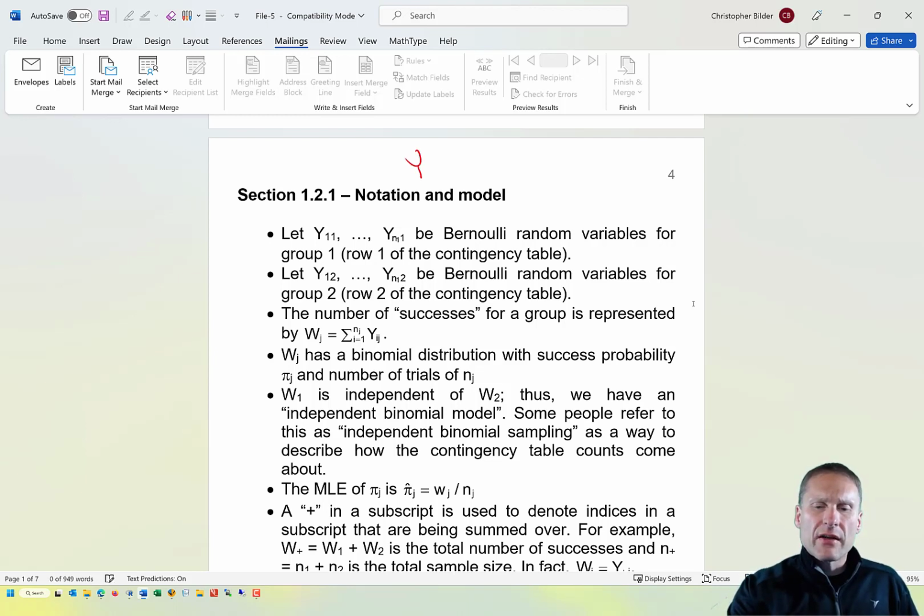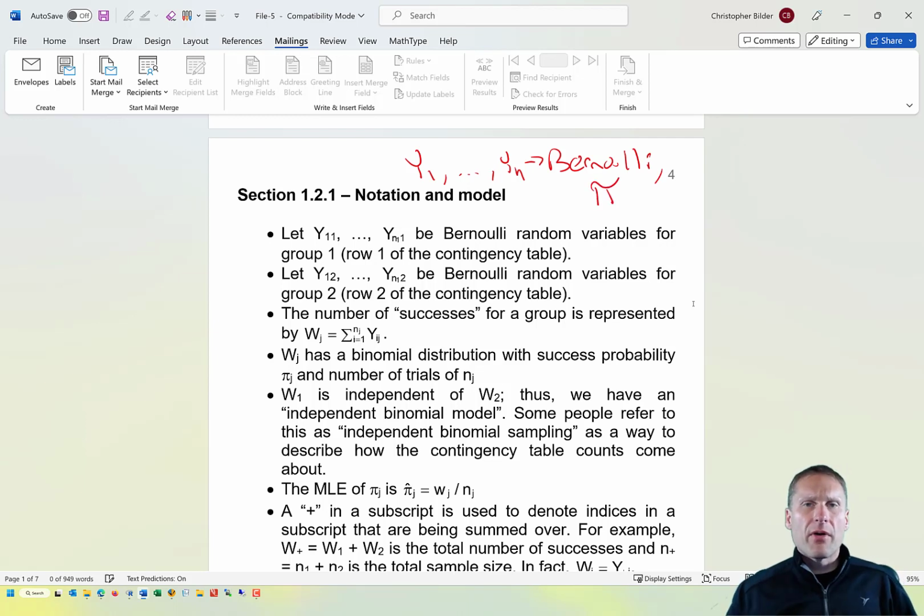So previously we've seen a situation where we had, let's say, y1 through yn as binary responses, and they had a Bernoulli distribution with a probability of success parameter pi. We have exactly the same setup here, except now we have information for group 1, we have information for group 2. So all I'm going to do is use exactly the same notation where I have a group 1 and I have a group 2. So we have a second subscript.